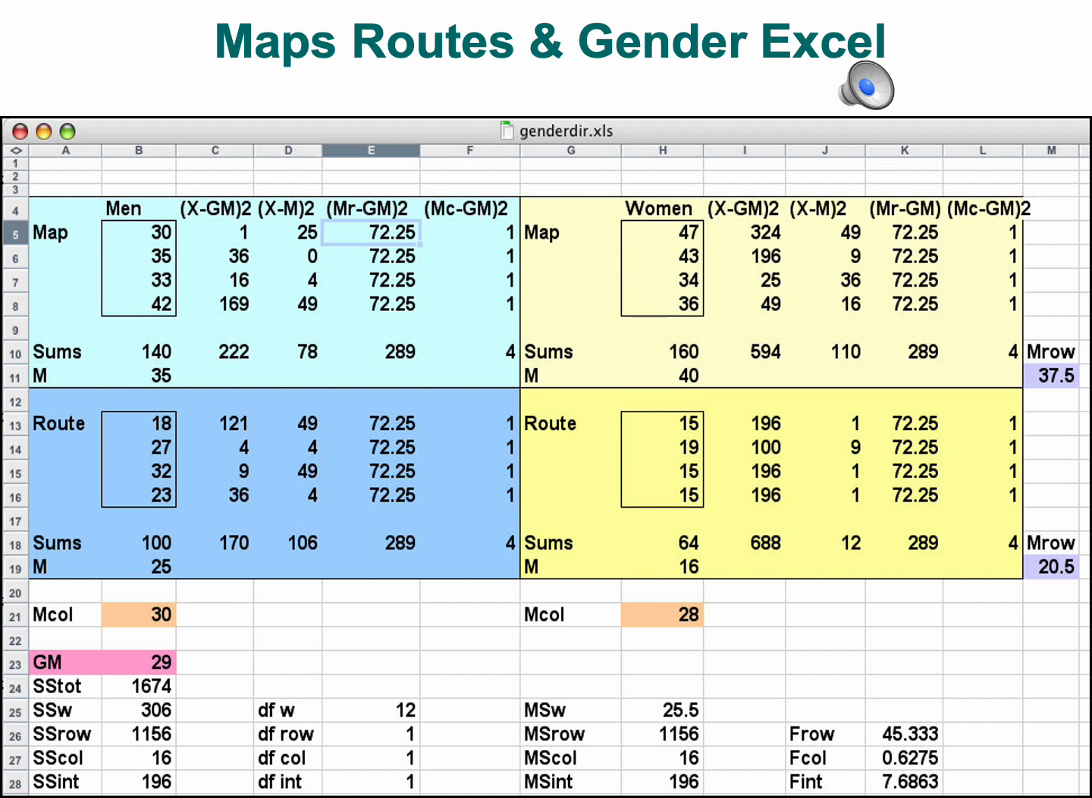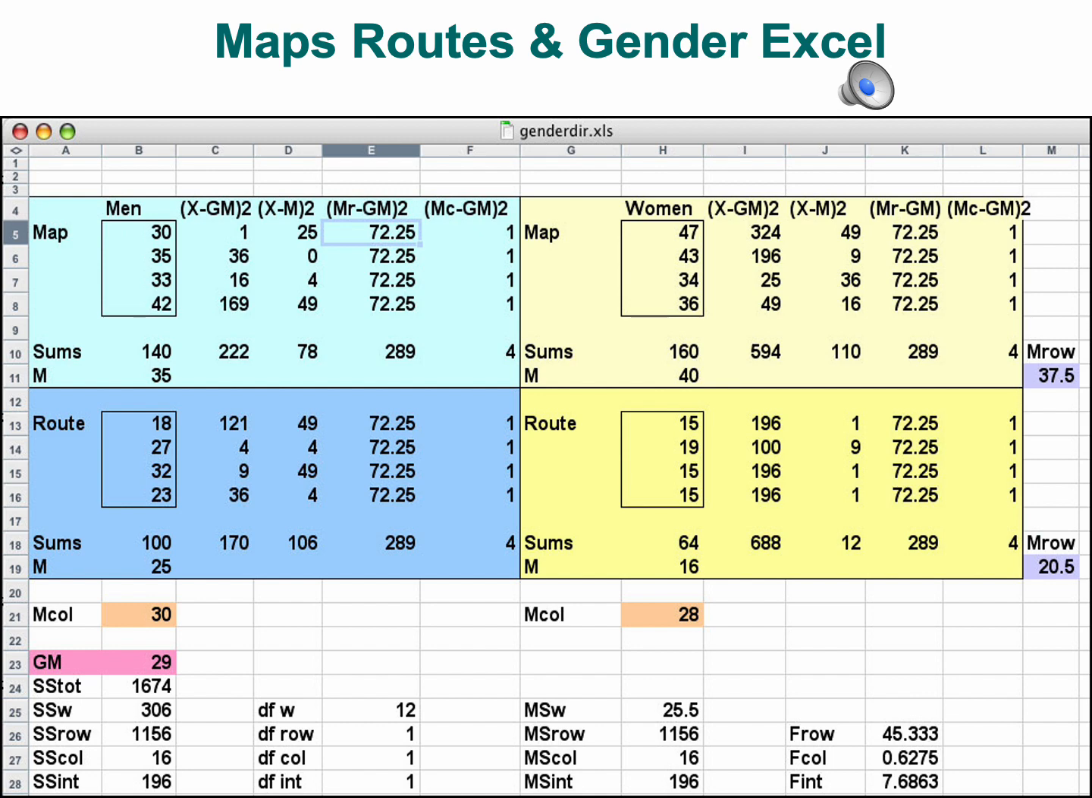Well, with the mean squares for the row being so gigantic, you know that that's going to be probably a significant effect. And sure enough, when we calculate the F-statistics, when we calculate the ratio of the mean squares row divided by the mean squares within, we get the number 45 for our F-statistic for the row, and that's a giant F-score. Then the F-score for the column is 0.62, which is very small, and the F-score for the interaction is 7.68, which is probably statistically significant. I think our cutoff was 4.75.